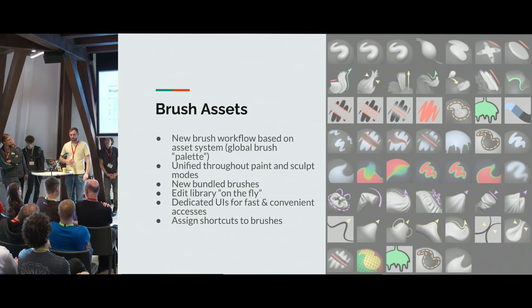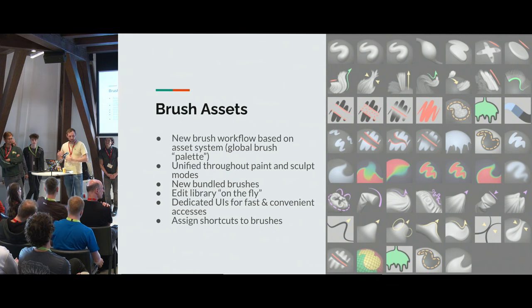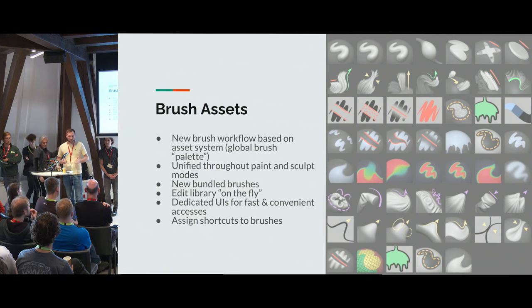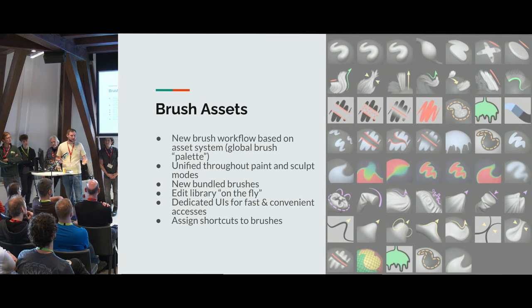It's really unified through paint and sculpt modes. All the modes that use brushes use this new system. They use the same UI. Even in the image editor, for image painting, it has the asset shelf and all the brush features. We have the Essentials asset library, and in there are some new bundled brushes, and I expect that this list of bundled brushes will increase a lot still. You can edit the assets from your library on the fly, just make changes, save it to your library, and they're available everywhere. And we really put a lot of effort into the user interfaces for accessing these brushes and editing them.